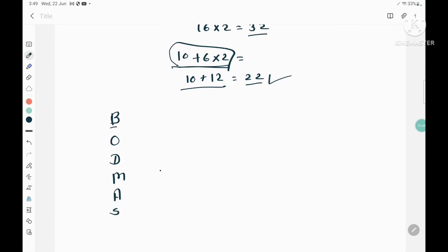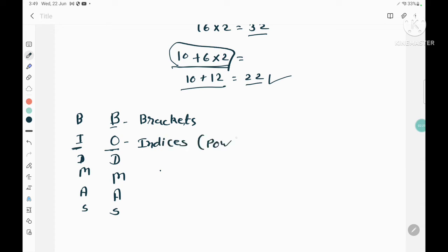First letter, B. B stands for brackets. So you have to solve the brackets first. Whenever you are given an expression like this, you have to solve the brackets first. After that, O stands for power or indices. Somewhere instead of BODMAS you can see BIDMAS. So I stands for indices and O stands for order, and both have the same meaning. Indices means order.